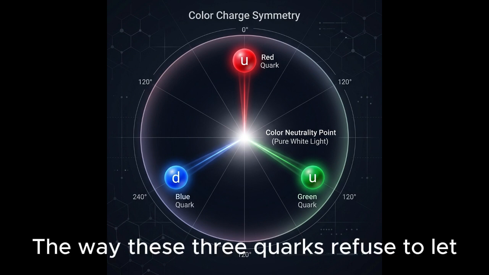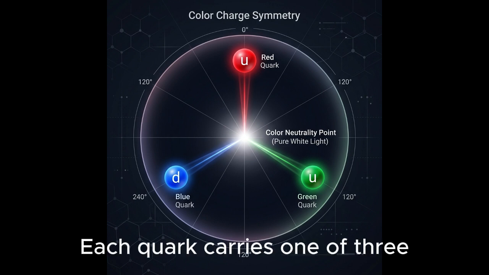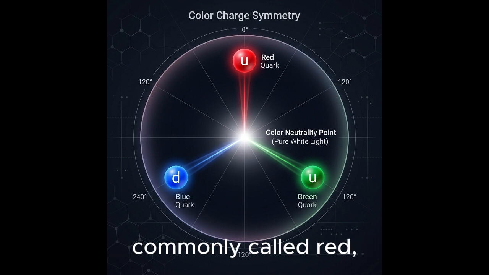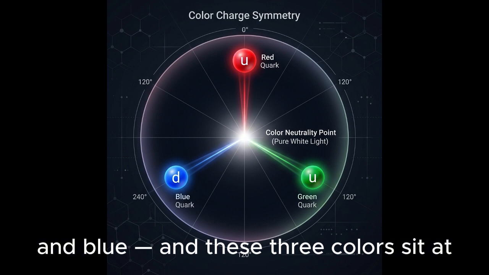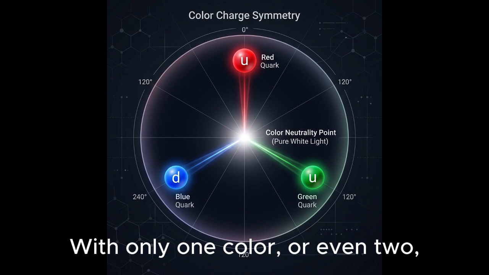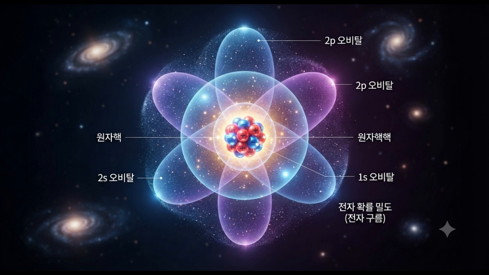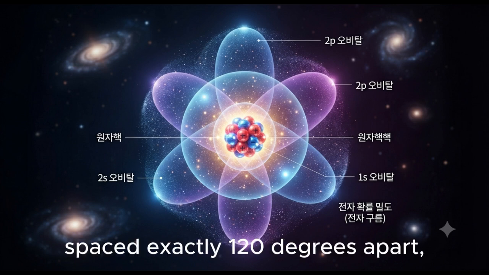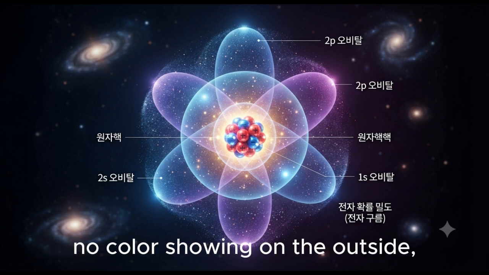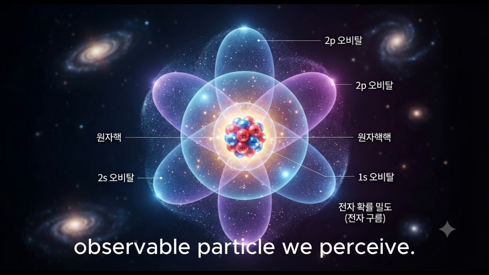The way these 3 quarks refuse to let go of one another is worth a closer look, too. Each quark carries one of 3 properties called color charge, commonly called red, green, and blue, and these 3 colors sit at positions exactly 120 degrees apart. With only 1 color, or even 2, they never cancel out. Some trace always shows on the outside. Only when all 3 are together, spaced exactly 120 degrees apart, do they cancel out completely, leaving no color showing on the outside, and giving us the whole, observable particle we perceive.